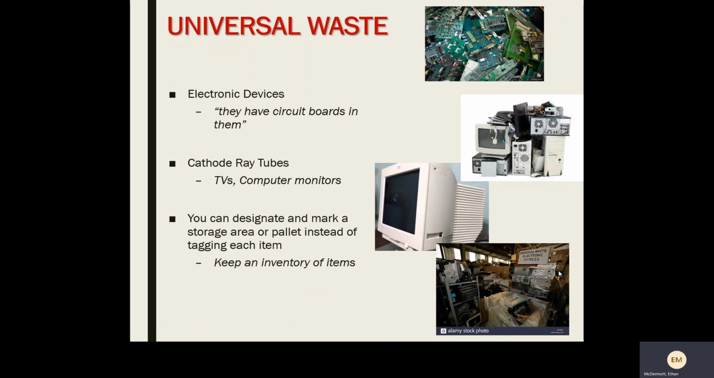Other types of universal wastes are electronic devices. Think of electronics that have circuit boards in them, and cathode ray tubes. These are usually found in those old school computer monitors and televisions, so you can think of those large boxy monitors like the ones in the second and third pictures on the slide. These need to be labeled as well, but you can designate a storage area or pallet and mark the entire area instead of each individual device with the universal waste label.